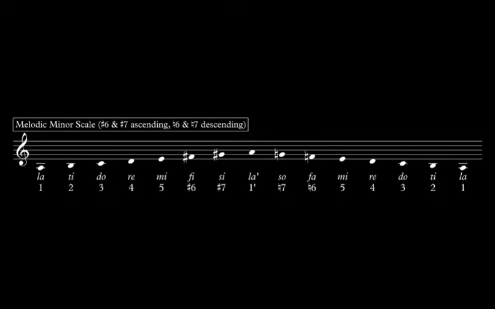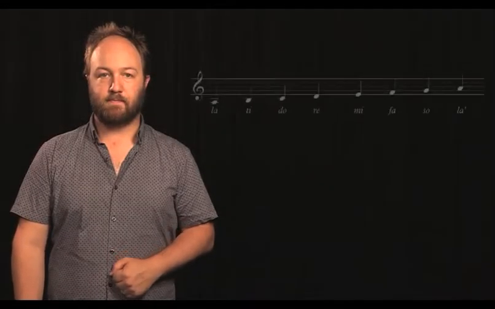As before, we are altering the sixth and seventh degree of the natural minor scale, so the solfege syllables and the hand signs of the sixth and seventh degree, fa and so, are altered to fi and si. You can also see the similarity in the hand signs.